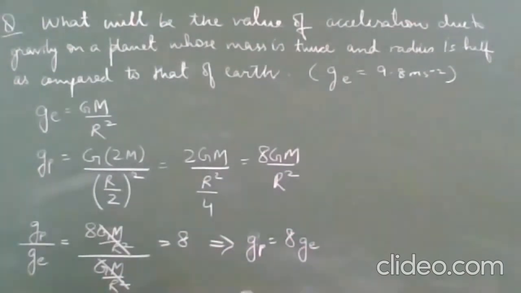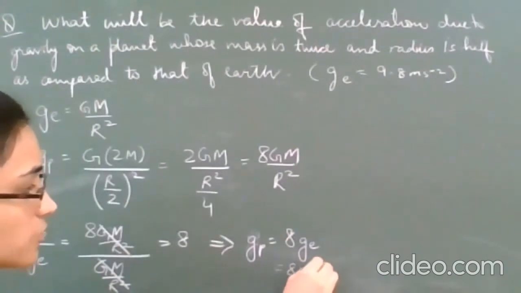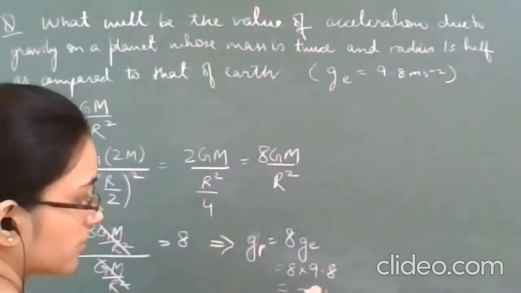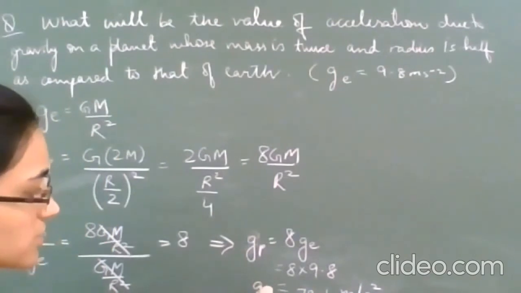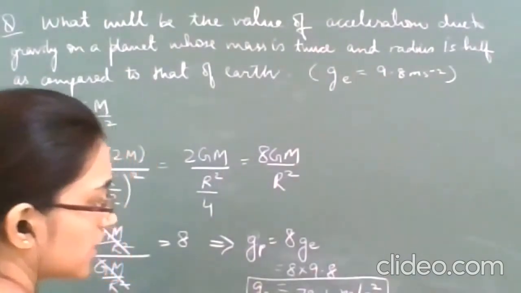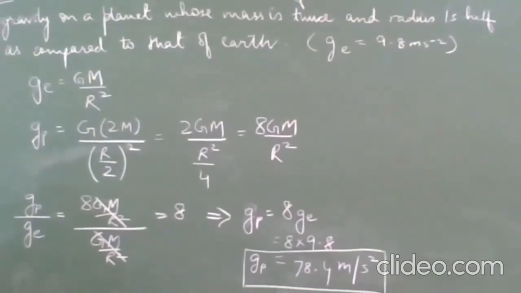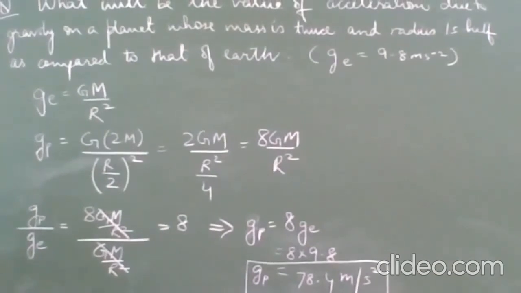Okay, so how much will that be? That will be 8 into 9.8. So this becomes 78.4 meter per second square. So this is the small g value on that imaginary planet, 78.4 meter per second square.